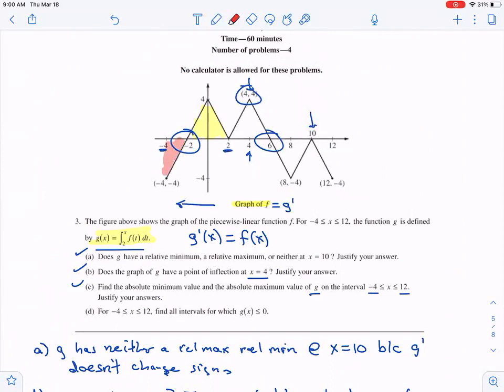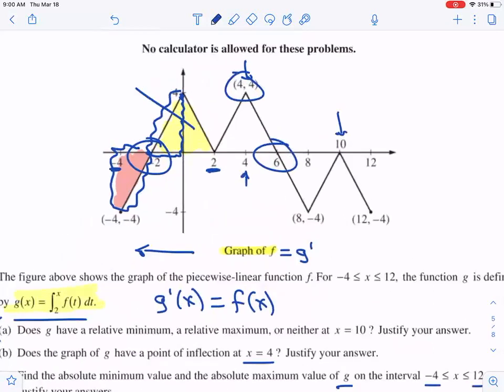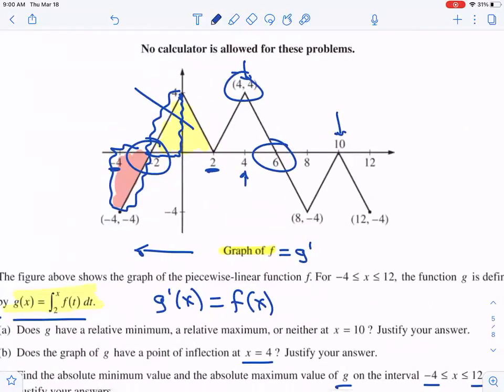Now I can help myself out and say, you know what? This triangle right here is the same as this triangle right here, and those two are going to cancel out. So now I really only need to worry about the area of this yellow triangle. It's got a base of 2, a height of 4, so the area is 1/2 the base times the height, which is going to be, looks like what?